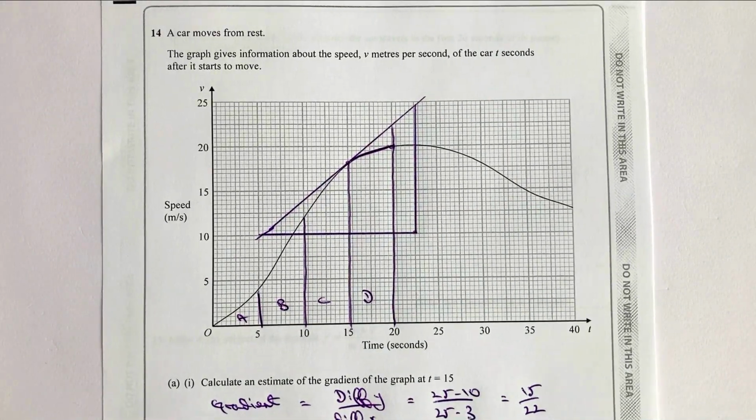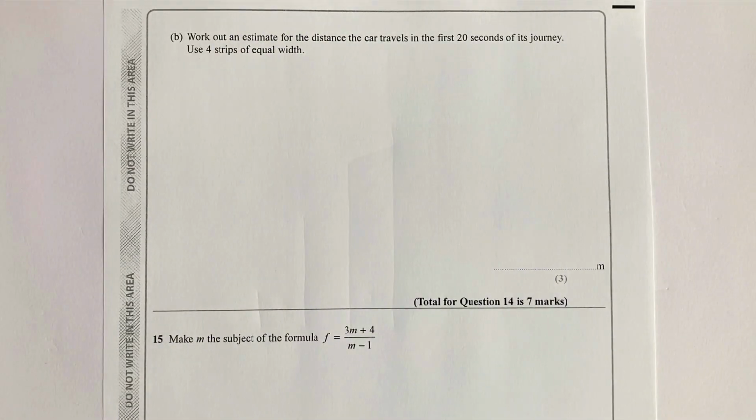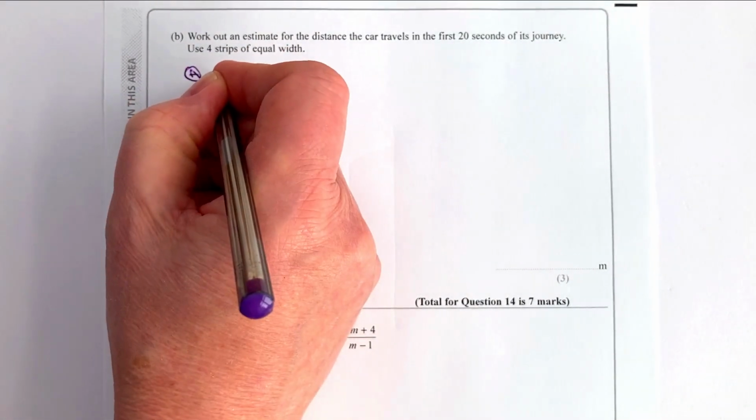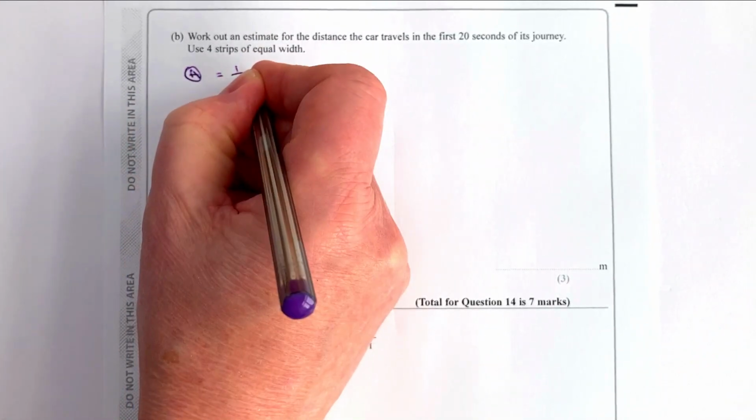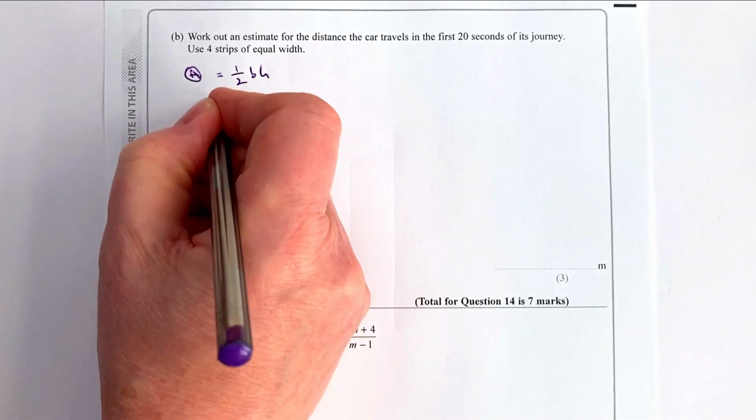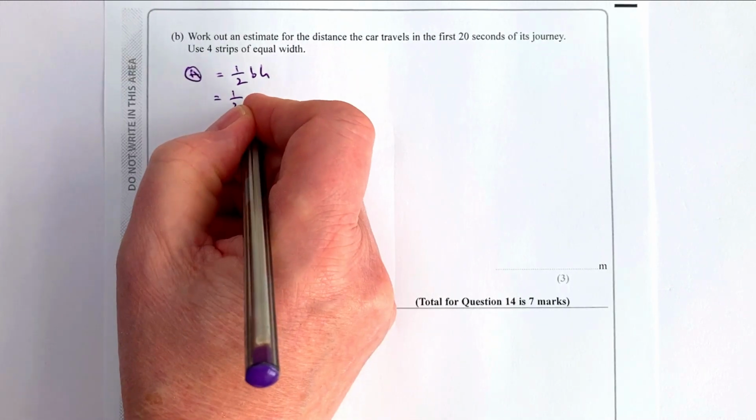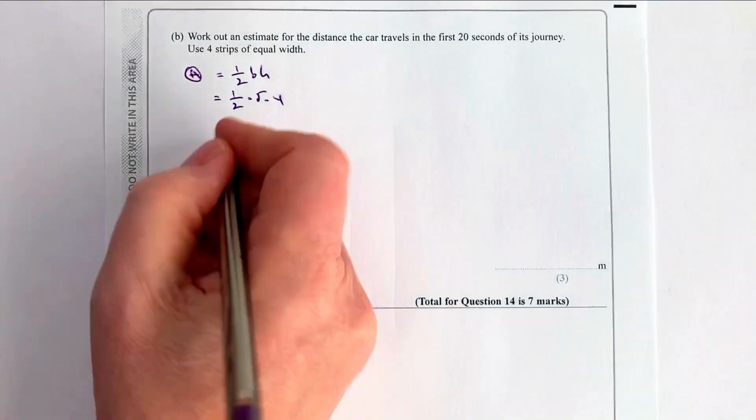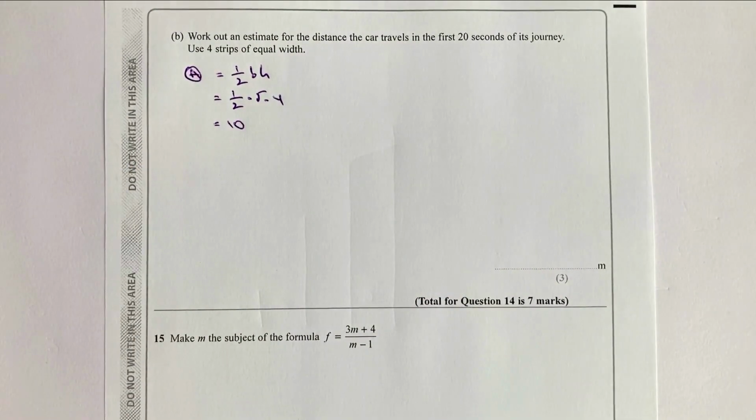All right, let's move on then to this sheet of paper. So work out an estimate for the distance the car travels in the first 20 seconds. Okay, so what I've got then for A is basically a triangle, so I'd work out a half times base times height. Well, that's going to give me a half, and the base is going to be 5 and the height is going to be 4, and that's going to give me 10. So in other words, it's 10 meters in the first little bit, the first 5 seconds of the journey.